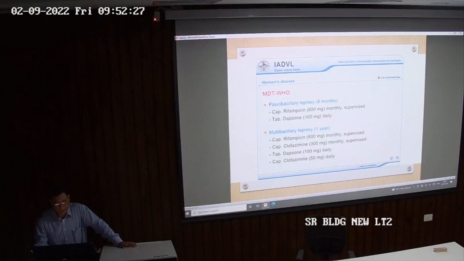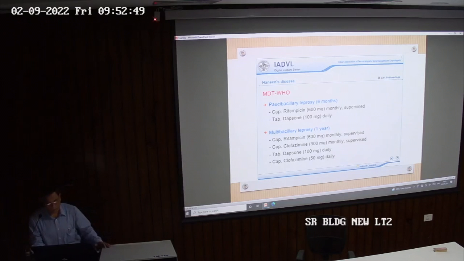Then there are two regimes of the treatment. Coming to the treatment part, it may be difficult to diagnose, but very easy to treat. Not many regimens are there. We have divided into paucibacillary and multibacillary leprosy. The paucibacillary leprosy includes the tuberculoid leprosy and the borderline tuberculoid, where lesions are less than 5.